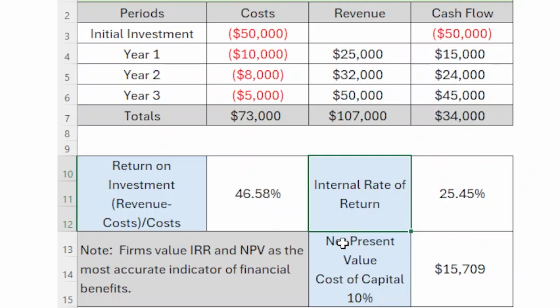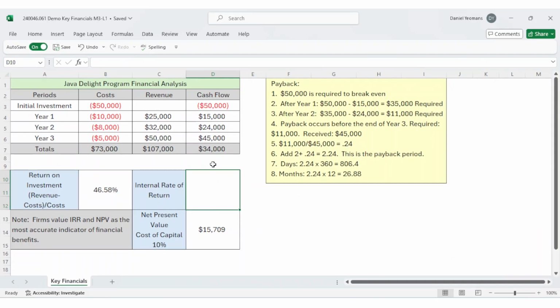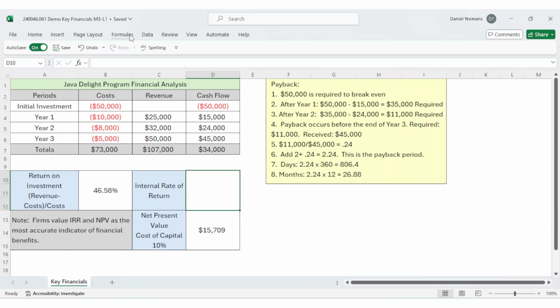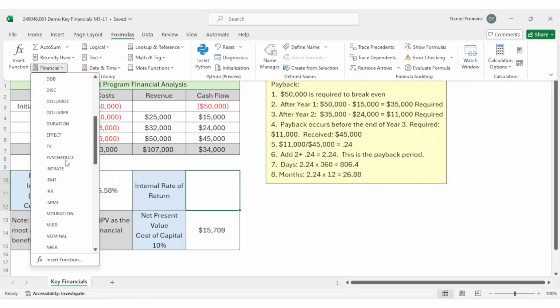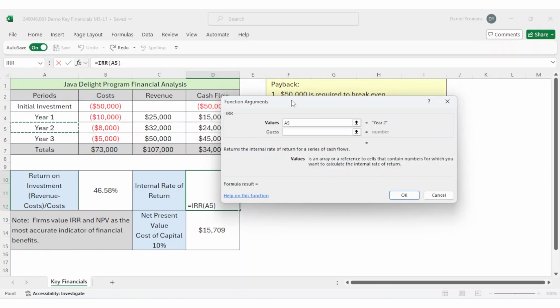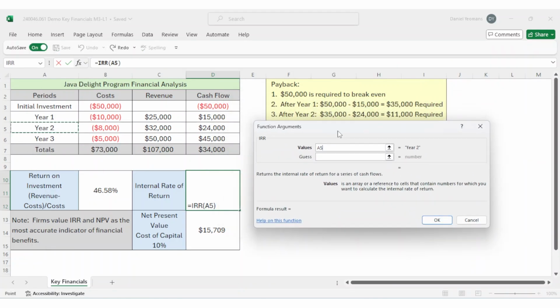I will demo how we calculated 25.45%. So I will begin by deleting our result, and I will go to formulas. I have recently used internal rate of return. Had I not, we would have gone into the financials. Under financial, we go in alphabetical order, and we can find internal rate of return. We click on IRR, and this particular screen opens.